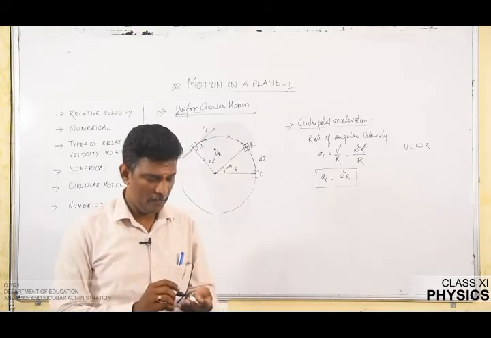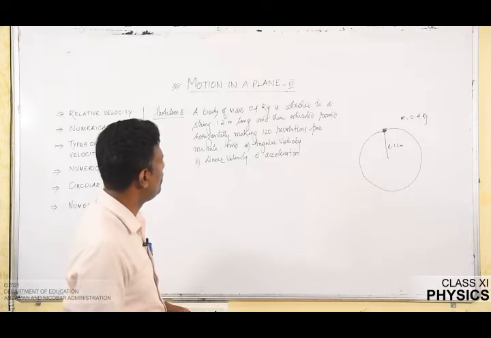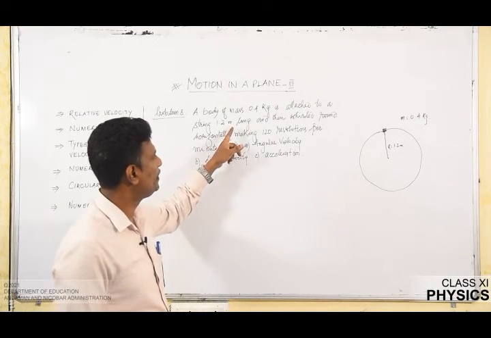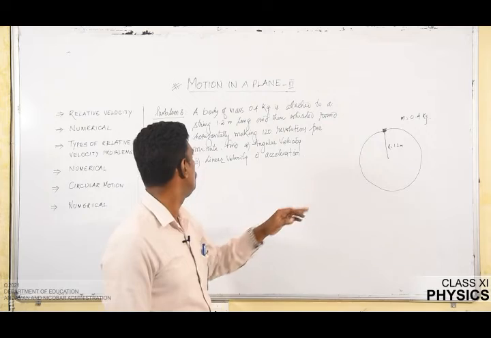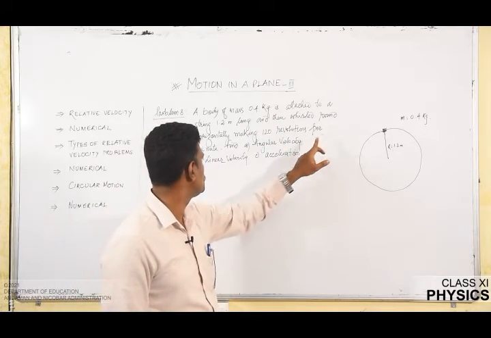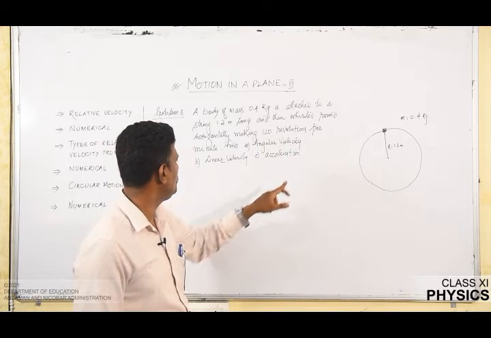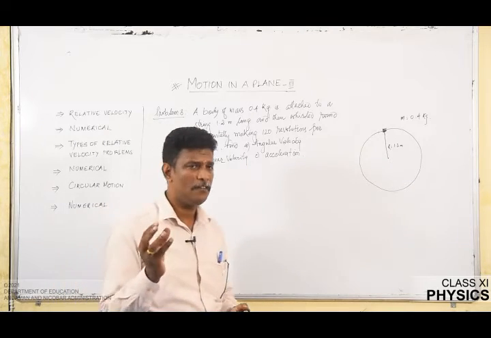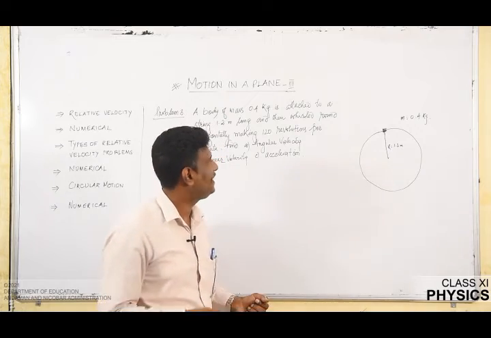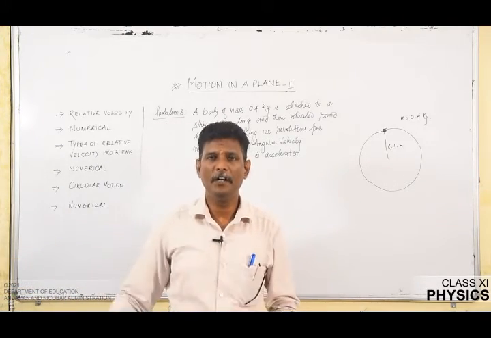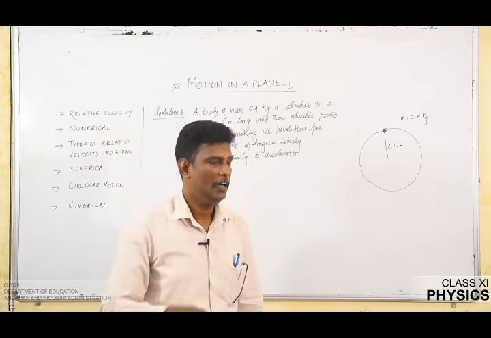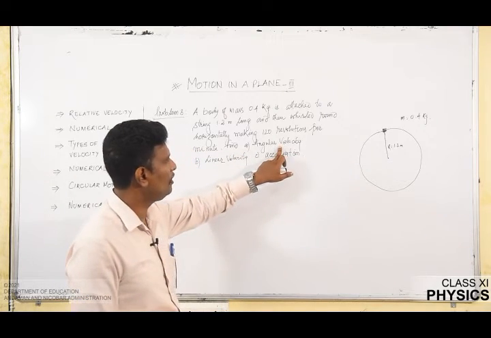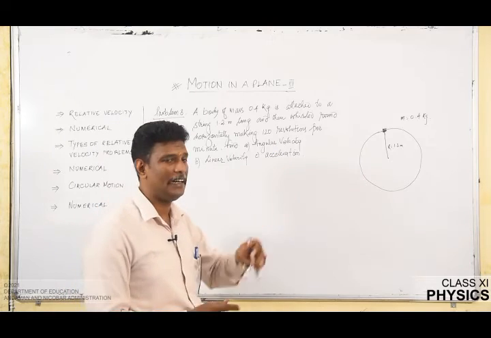We shall do some numerical here. The question is, a body of mass 0.4 kg is attached to a string 1.2 meter long and then whirled round horizontally making 120 revolutions per minute. Find angular velocity, linear velocity and acceleration.